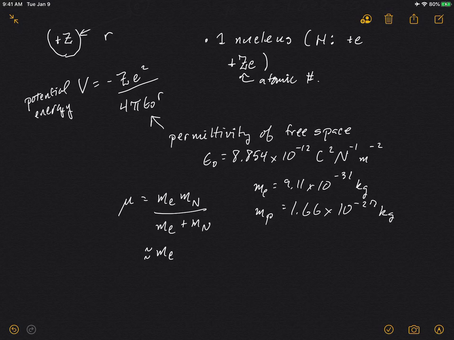Okay, so then let's see what else to say about this. Let's look at this potential energy for a second. Let's go back to that. So we have the z e squared over 4 pi epsilon naught r. So this is a 1 over r type potential, and that's the nature of a Coulomb potential. It drops to minus infinity at r equals 0. So this is a very deep potential well.